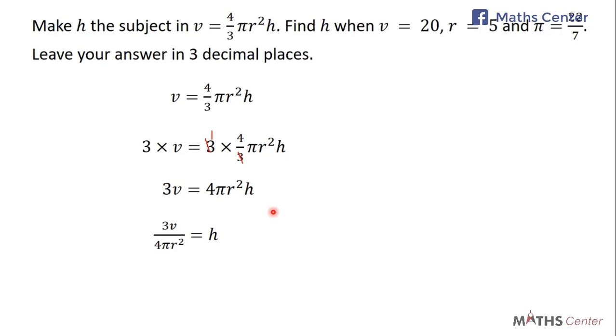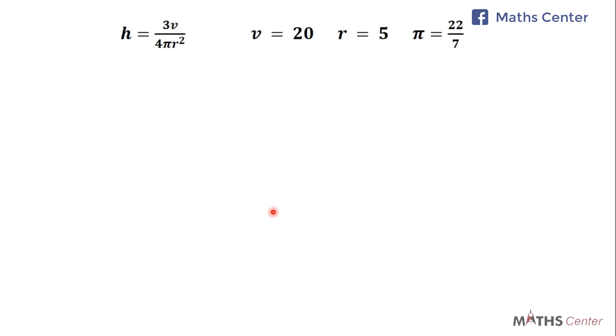Let's move on to the second part of our question. Now, the second part of our question says that we should find h when v is equal to 20, r is equal to 5, and pi is equal to 22 over 7. All we need to do is now substitute these new values into the formula.